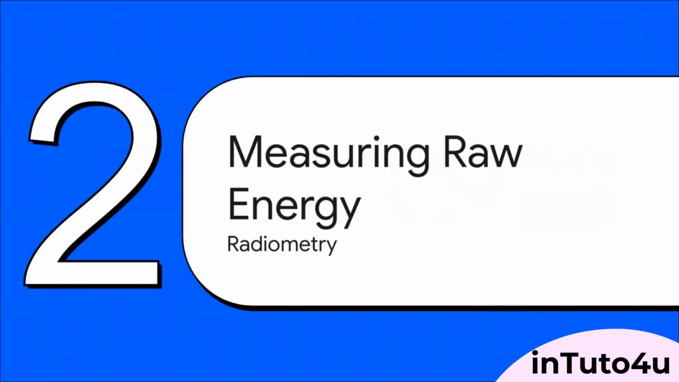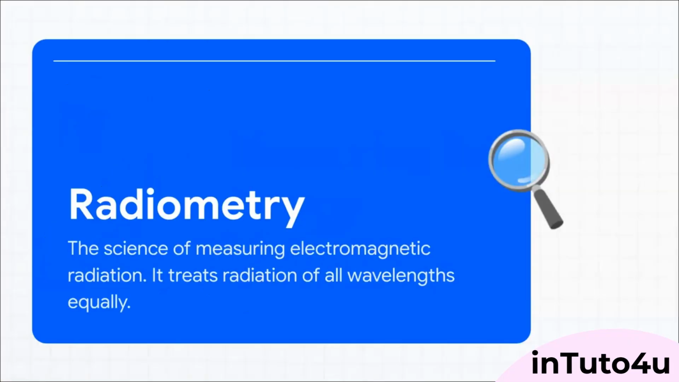So let's start with the machine's point of view. This is the world of pure objective physics, and it has a name, radiometry. Radiometry is all about measuring electromagnetic radiation based on its raw, unfiltered power. A great way to think about it is like a rain gauge. It doesn't care if the rain is clean or dirty, or if it came from a big cloud or a small one. It just counts every single drop that falls into it. Radiometry does the same thing with light energy. It's a totally unbiased count.